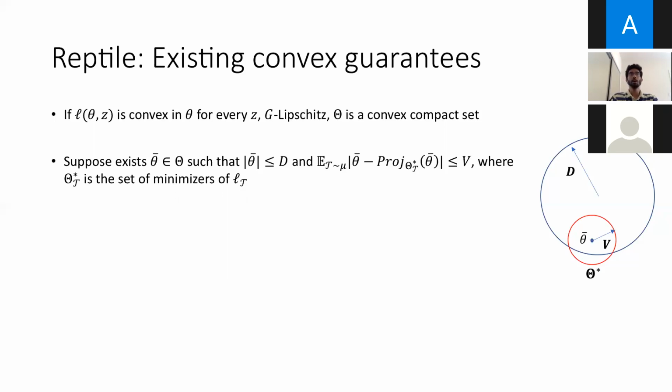Suppose you have some theta bar that has norm upper bounded by D, but the average distance of this theta bar from the optimal parameters for different tasks is upper bounded by some quantity V. So in this figure, you can see that this theta bar has norm upper bounded by D, but there is a ball of radius V around it, let's say a Euclidean ball, that contains most of the optimal parameters for different tasks in the distribution mu.